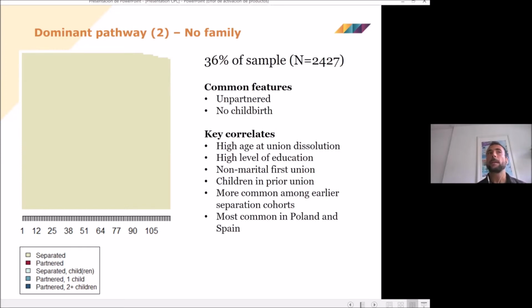And as you can see here, this figure is completely yellow because the individuals are not experiencing any family events. This is the largest pathway in our sample. It's about 1 in 3 individuals, and it's most likely among individuals who were older at separation, with higher levels of education, unmarried, and with children. And of course, this pathway is also more typical in earlier periods. So when union instability was not commonplace, or it was kind of more selective, and particularly in countries such as Poland and Spain.